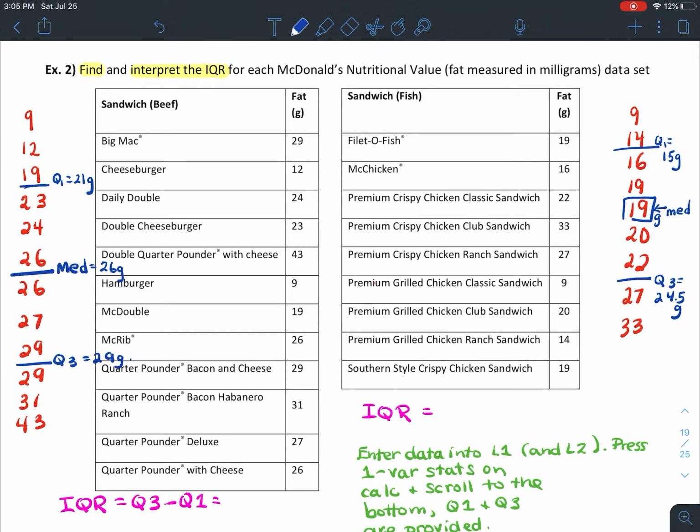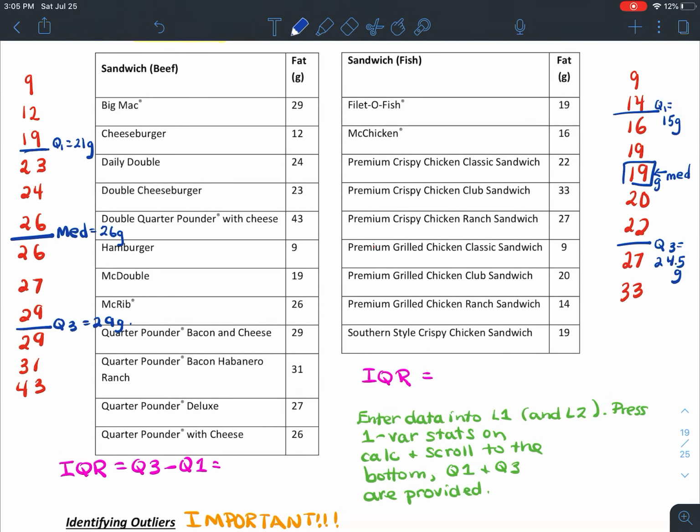This is asking us to come up with the interquartile range. This is a single value that represents how much the middle 50% of the data takes up. So what we would do here is simply take 29 minus 21, and we would get the interquartile range to be 8 grams. The middle 50% of the beef sandwiches' fat gram content spans 8 grams. And then for the fish and chicken, it spans 9.5 grams.